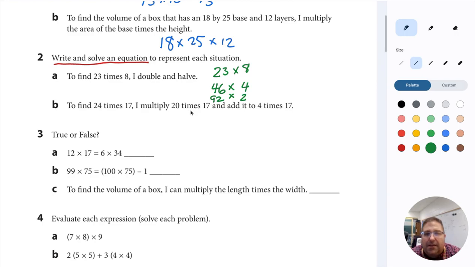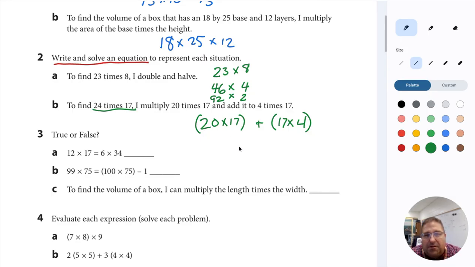24 times 17, I can do 20 times 17 and add it to 4 times 17. So we're looking at 24 times 17. We can break that 24 up into 20 plus 4, right? That's still 24. And now I can just multiply 17 by these 2 parts. So I'm going to do 17 times 20 plus 17 times 4. And again, you do need to solve it, so I'll let you guys work on that. If you have any questions, let me know. But think about how you can break that down. You could use the double and half strategy.